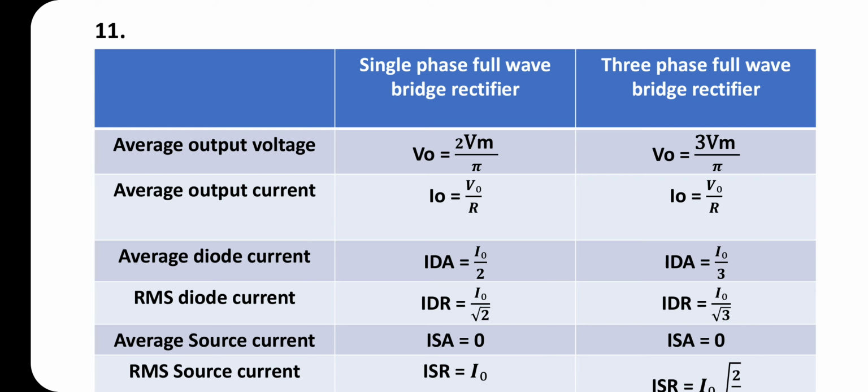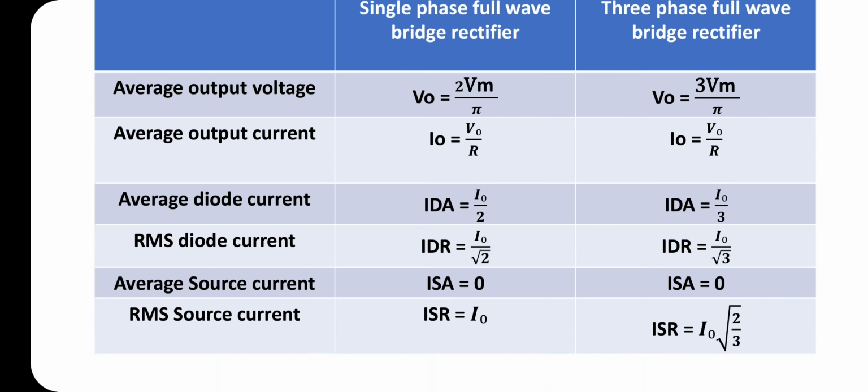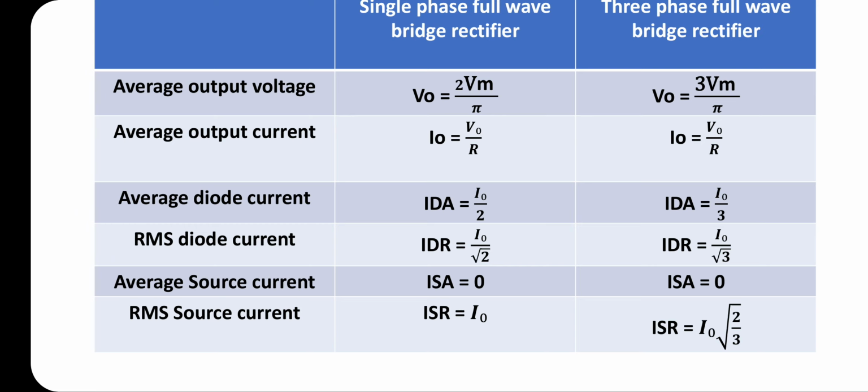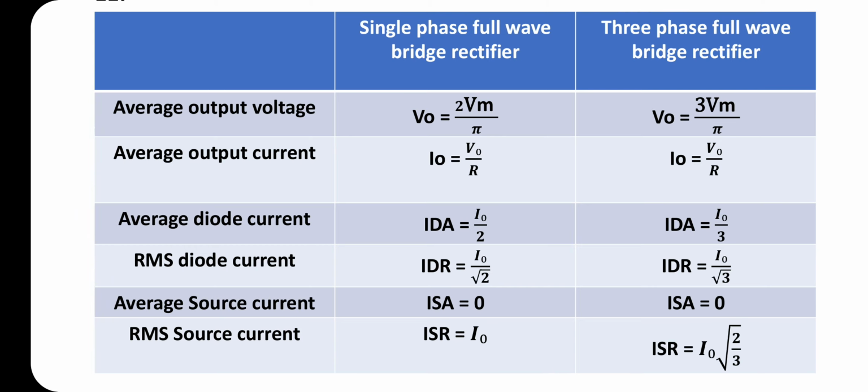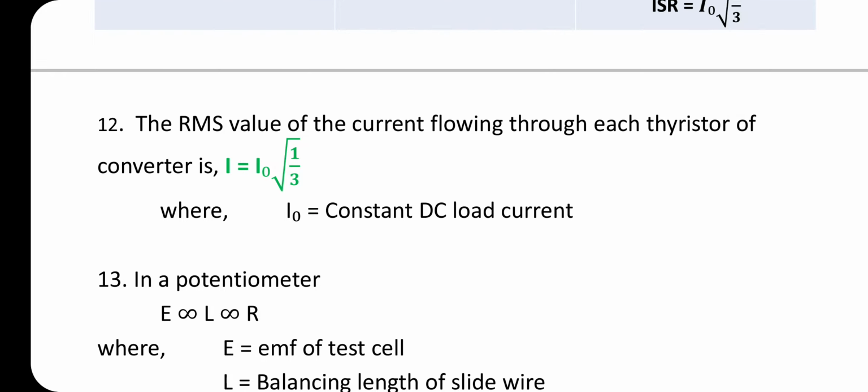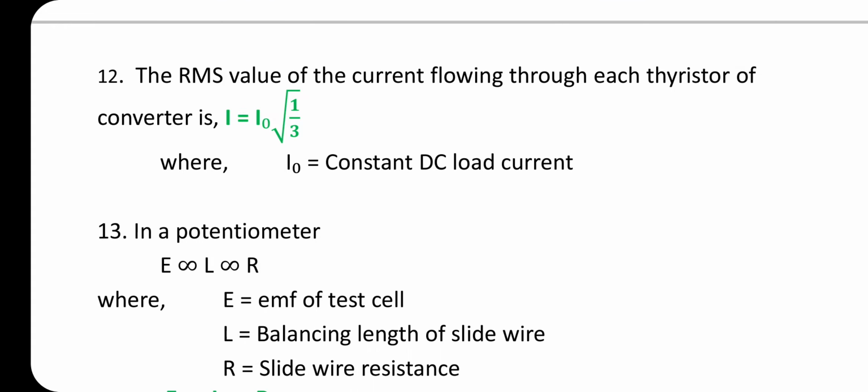Average source current is 0 for both single phase and three phase full wave bridge rectifier. RMS source current ISR equal to I0 for single phase full wave bridge rectifier and I0 into root 2 by 3 for three phase full wave bridge rectifier. 12th one. The RMS value of the current flowing through each thyristor of converter I equal to I0 into root of 1 by 3, where I0 is the constant DC load current.